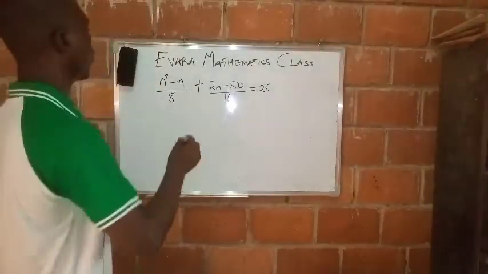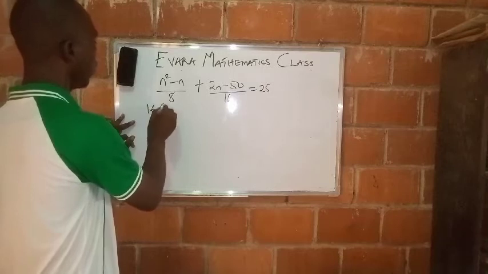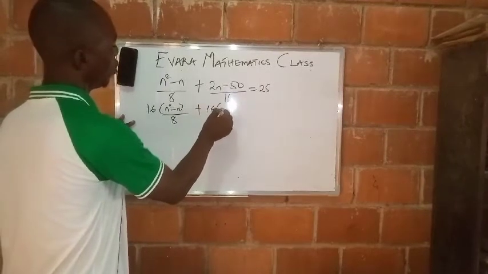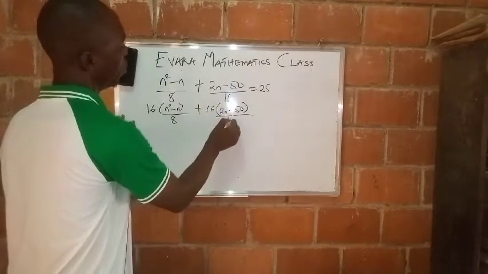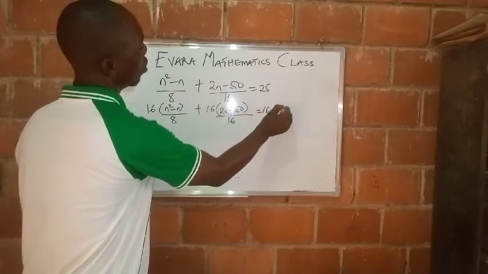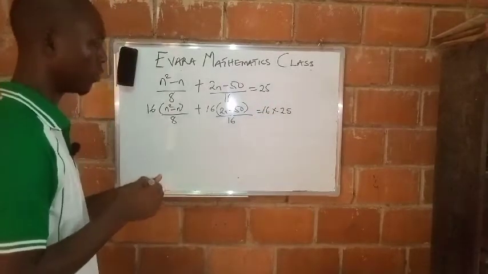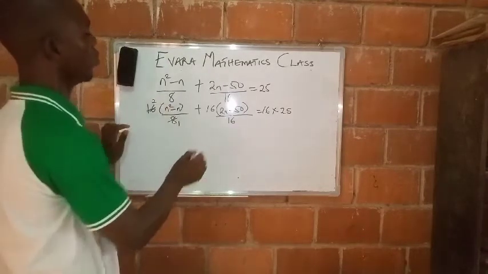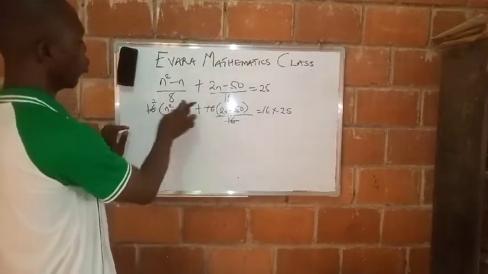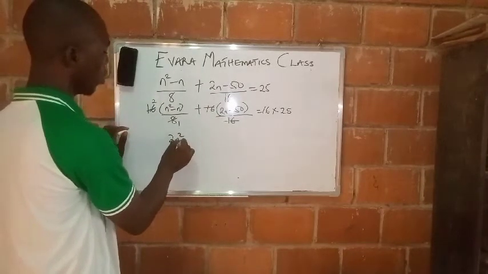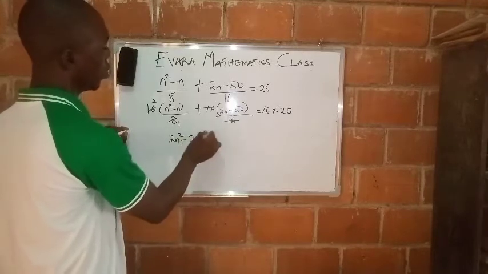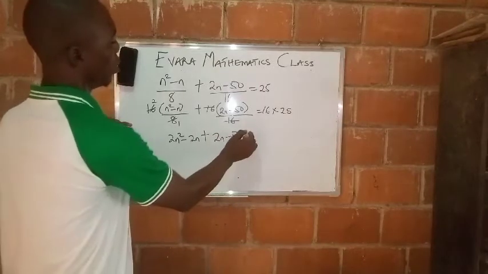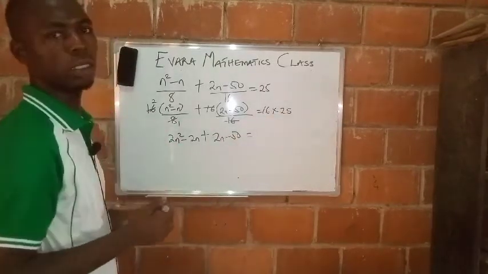So the first thing to do is to multiply everything by the LCM: 16 times (n squared minus n over 8), plus 16 times (2n minus 50 over 16), equals 16 multiplied by 25. So 8 in 16 is 2, and 16 cancels 16 here. If you open this bracket, you have 2n squared minus 2n plus 2n minus 50 equals 16 multiplied by 25.